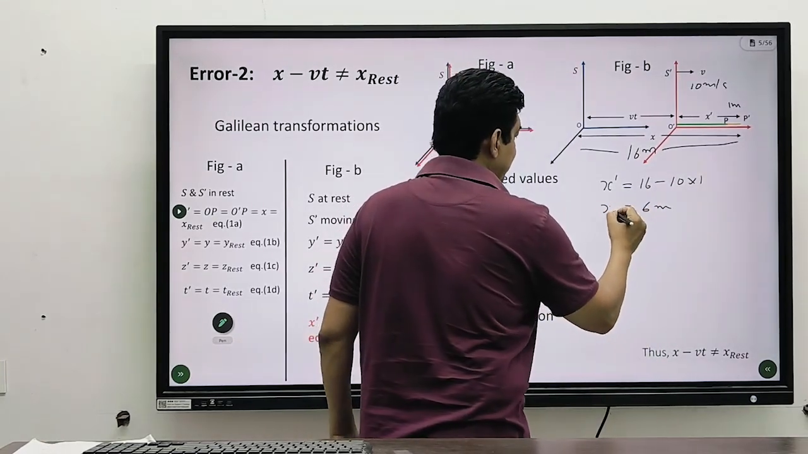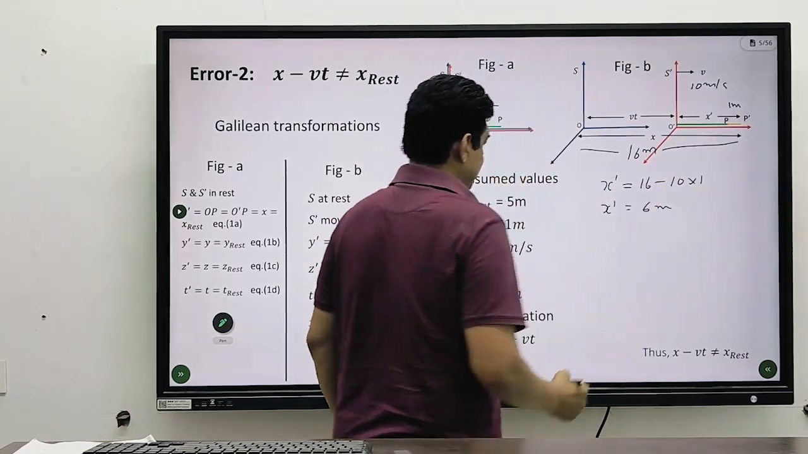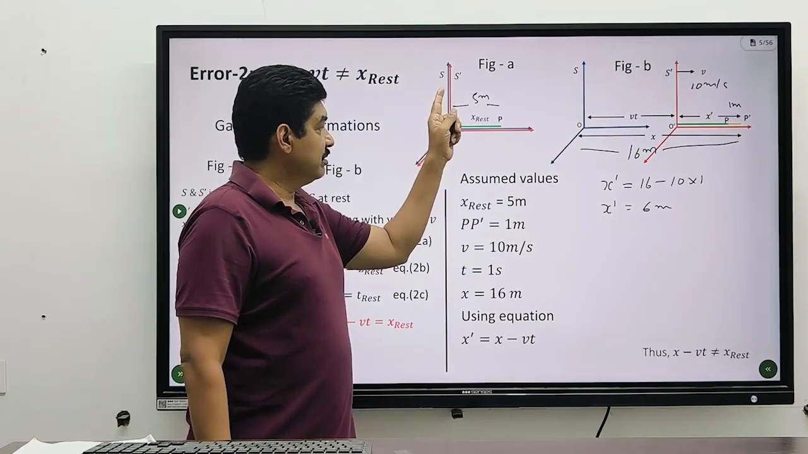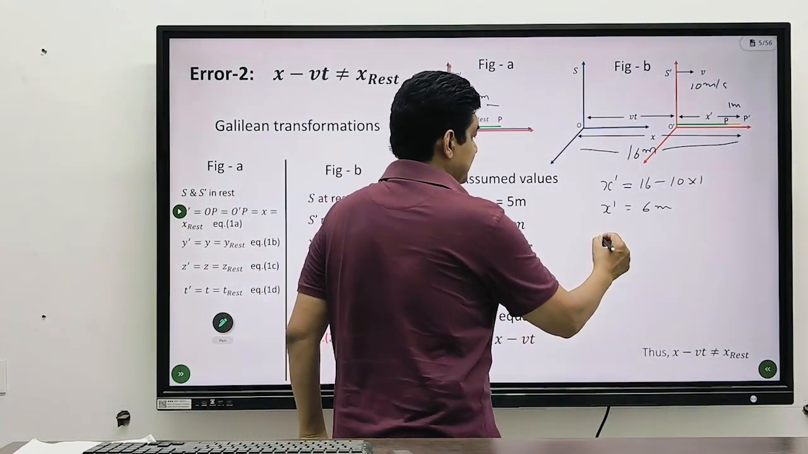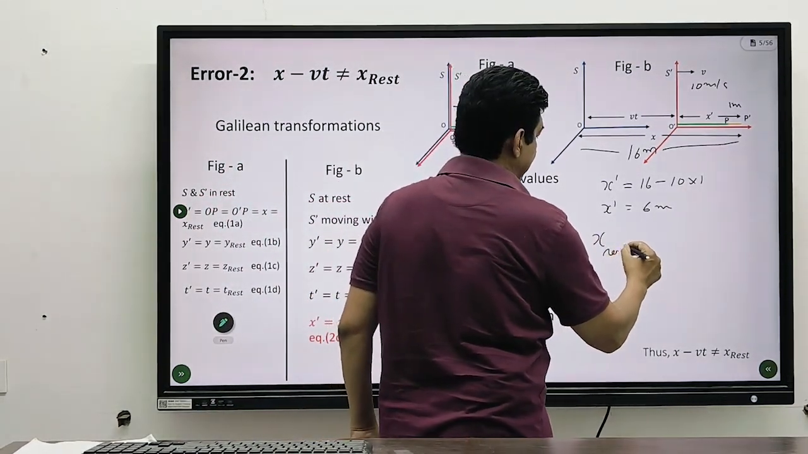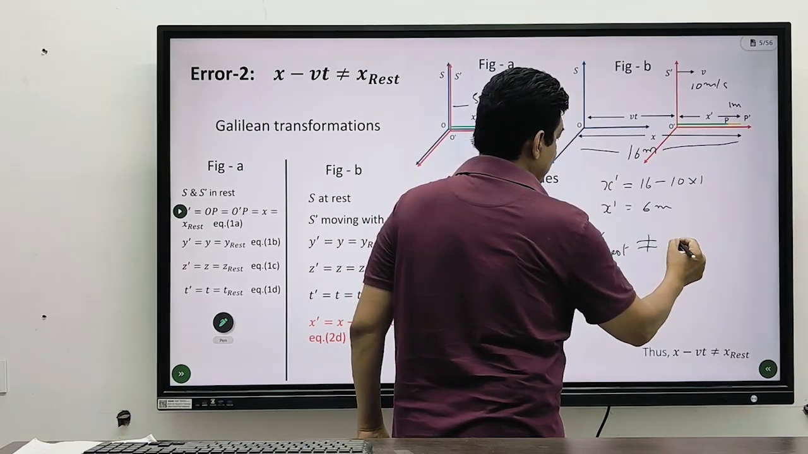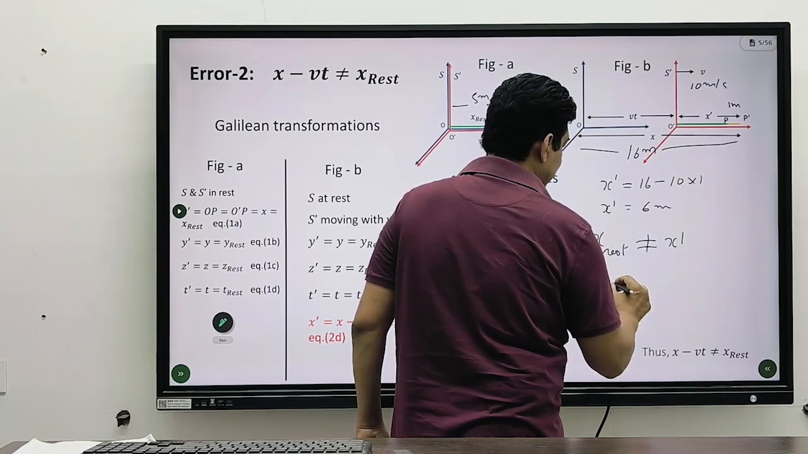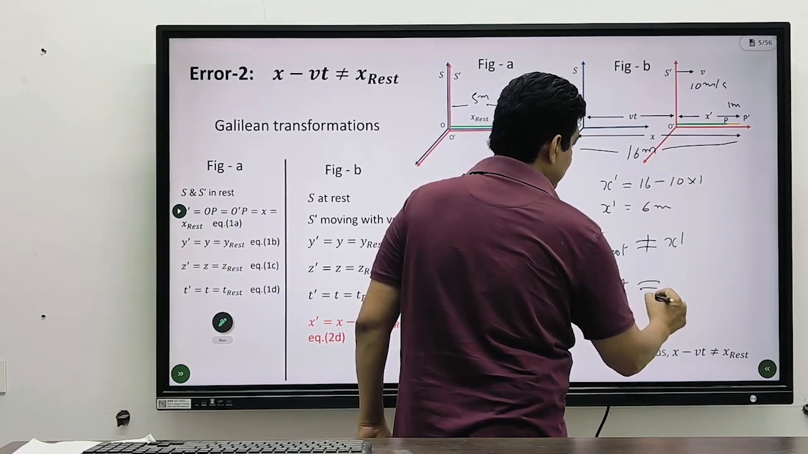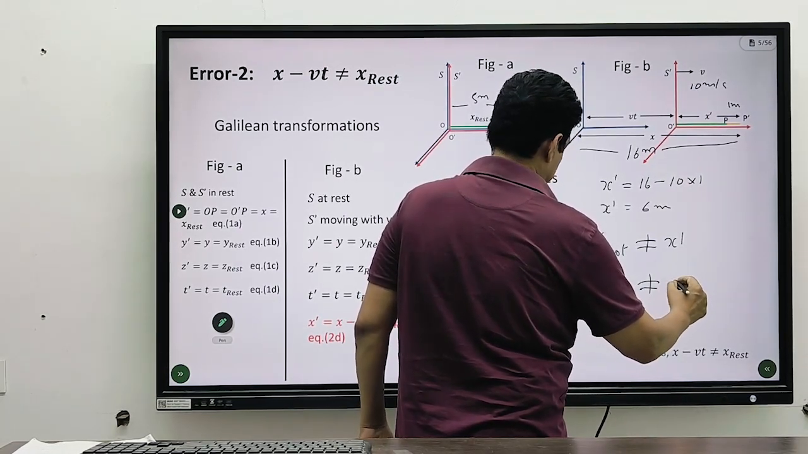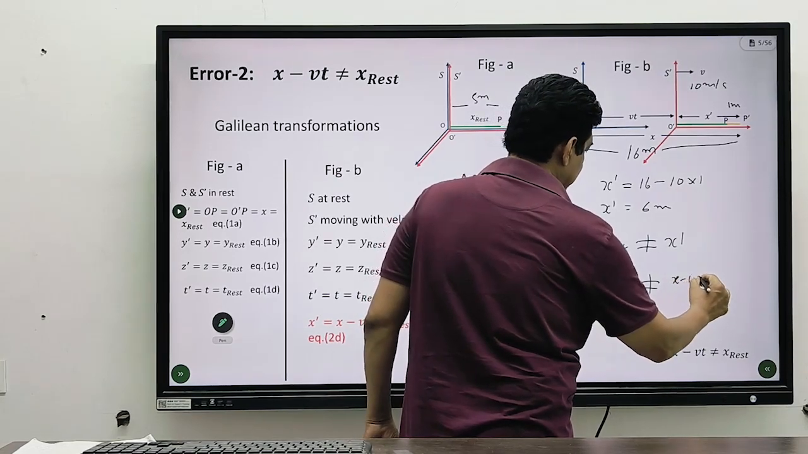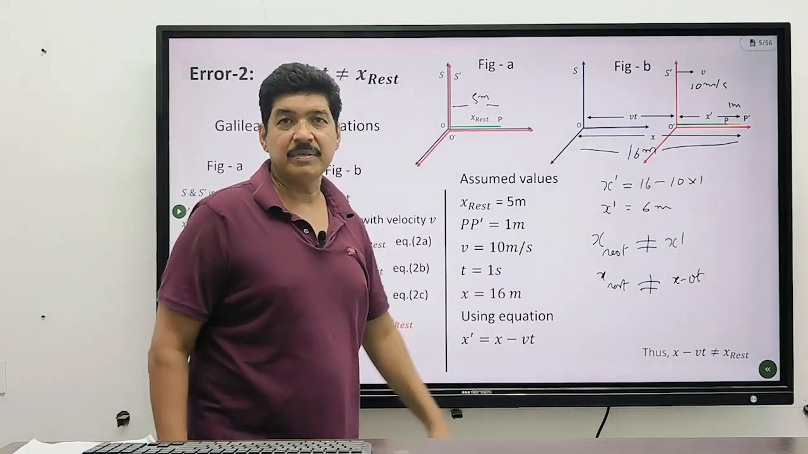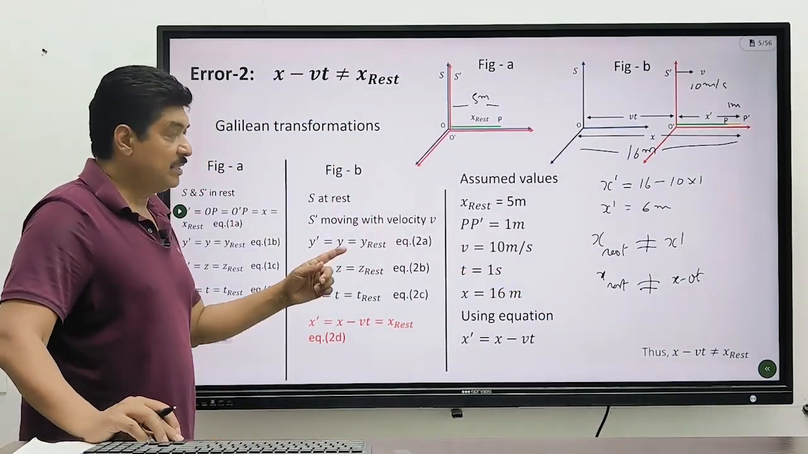See, the value of x prime is what? 6 meter. And the value of x rest is 5 meter. So this x rest is not equal to x prime. Therefore, x rest is not equal to x minus vt. So I have proved this by using numbers.